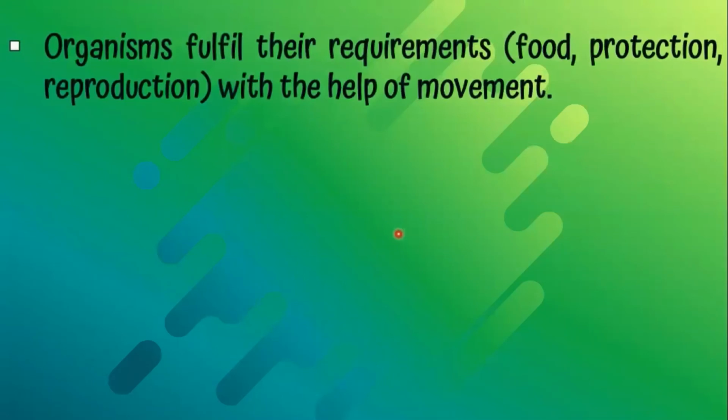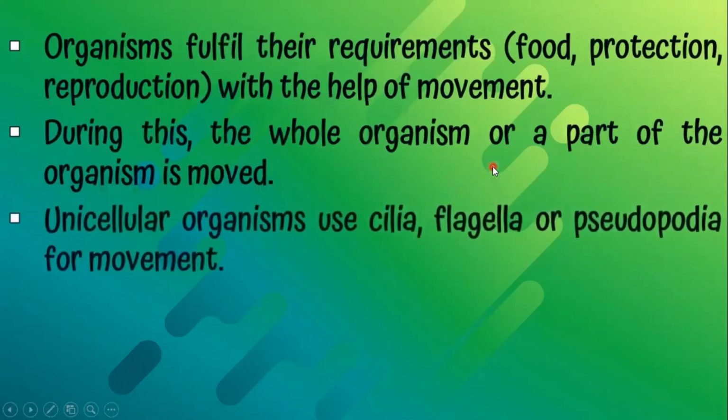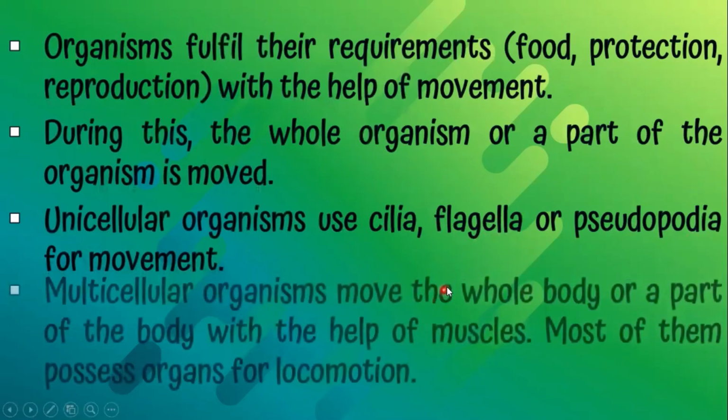Organisms fulfill their requirements, food, protection, reproduction, mainly with the help of movement. During this, the whole organism or a part of the organism is moved. Unicellular organisms use cilia, flagella, or cytopodia for movement. The organism Paramecium uses cilia for its locomotion. Flagella are used by Euglena and cytopodia by amoeba.